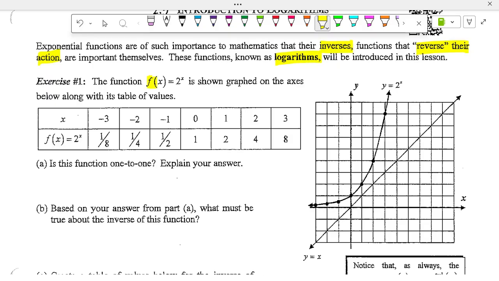On this graph and table, they graph the function f of x is equal to the x power. So it's an exponential function. All right. Now, is that function graphed one-to-one? So this is a review from unit 1. What does it mean for a function to be a one-to-one function?